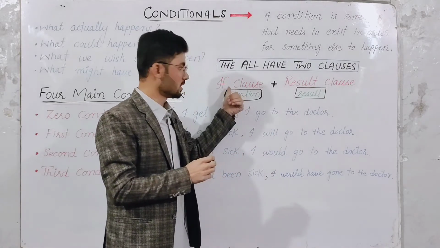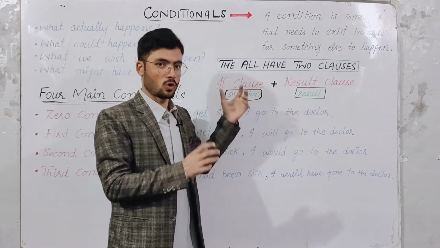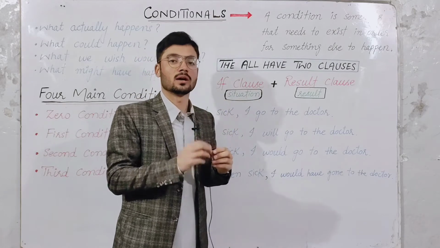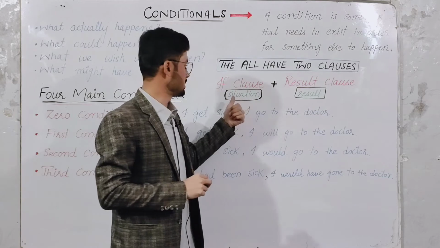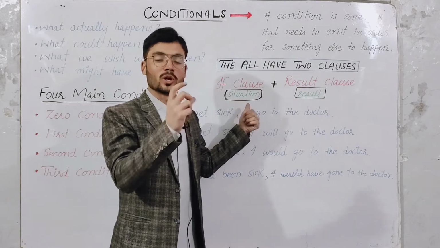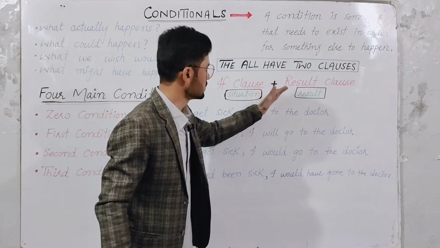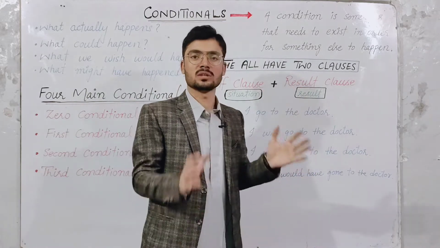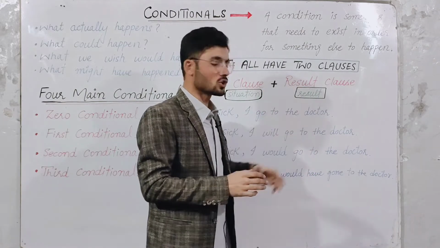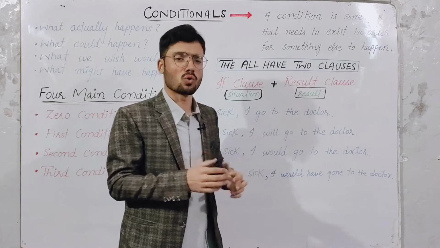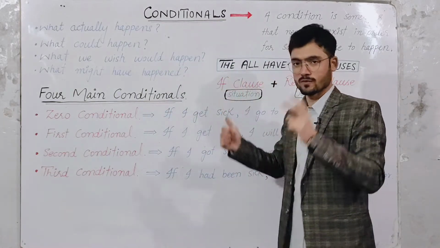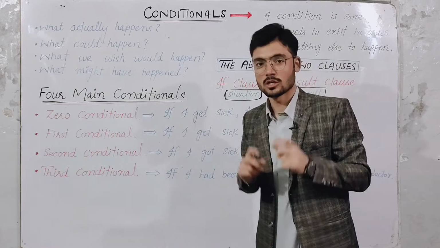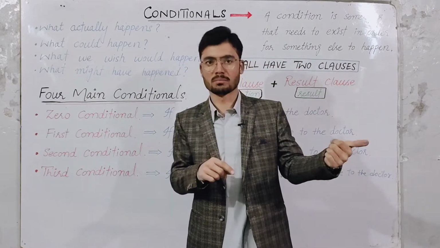First of all, the if clause, the clause containing the conjunction if. Basically it has the situation or the condition. The second clause is the result clause, which has the result. It's also called the main clause. So it's all clear: we have two clauses in the conditionals, the if clause and the main clause.